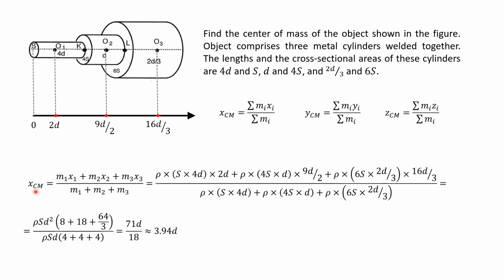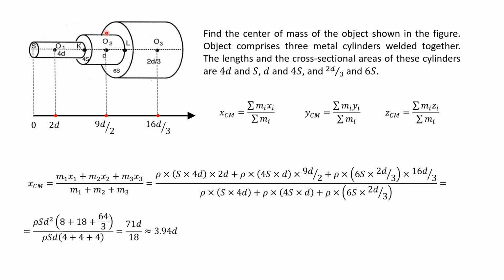So the center of mass along this x-axis is going to be m1 times x1 plus m2 times x2 plus m3 times x3, divided by m1 plus m2 plus m3, right? 1 stands for the first cylinder, 2 stands for the second cylinder, and 3 stands for the third cylinder. So what is the mass of an object? It's density times the volume.